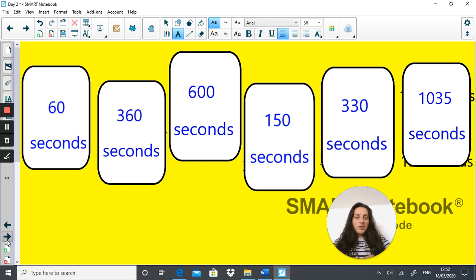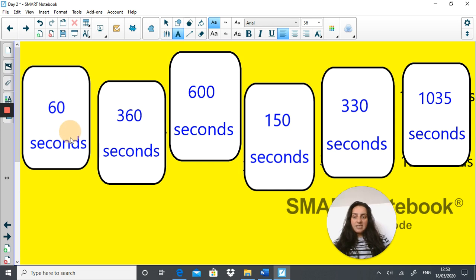So here's a little challenge for you. On these white cards, you can see you have numerous seconds, so 360 seconds, 600 seconds, and underneath these cards, I've converted those seconds into minutes. So what I want you to write down is what is 60 seconds equal to in minutes? What is 360 seconds equal to in minutes? What is 600 seconds equal to in minutes? And so on and so forth. Pause the video, have a go, and then I'll go through the answers with you.